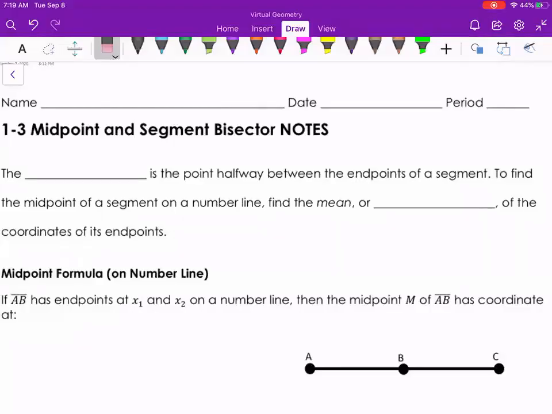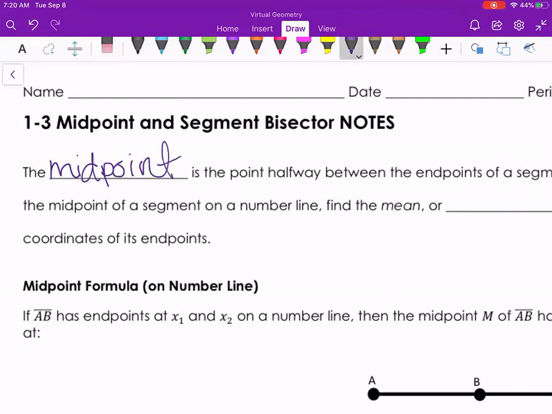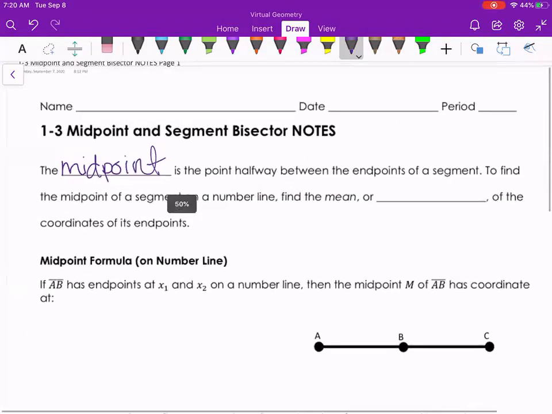All right, hi everyone. We are looking at our next section today, which is on midpoint and segment bisectors. So let's jump right into what the midpoint is. Specifically, the midpoint is the point halfway between the endpoints of a segment.